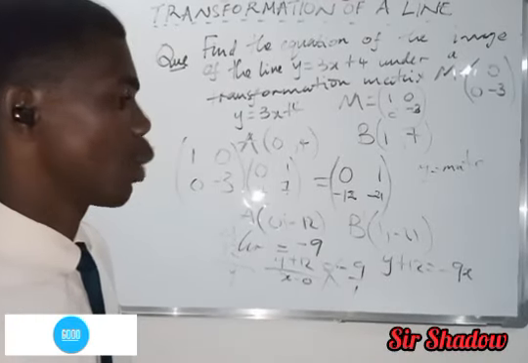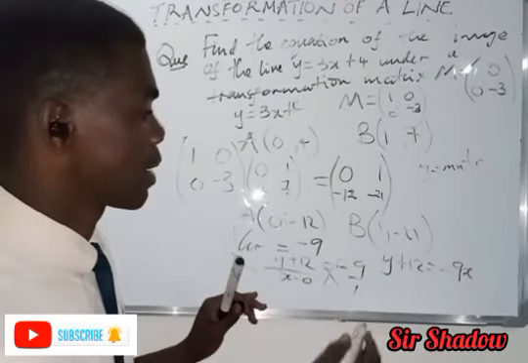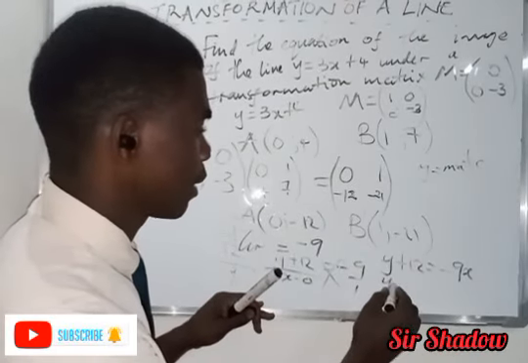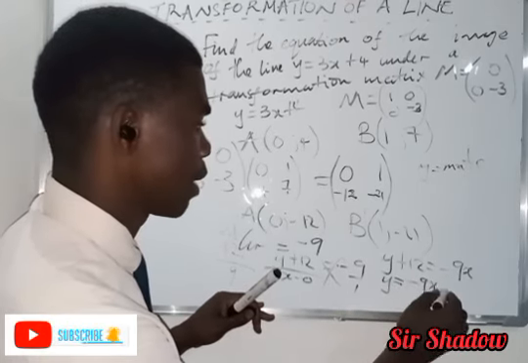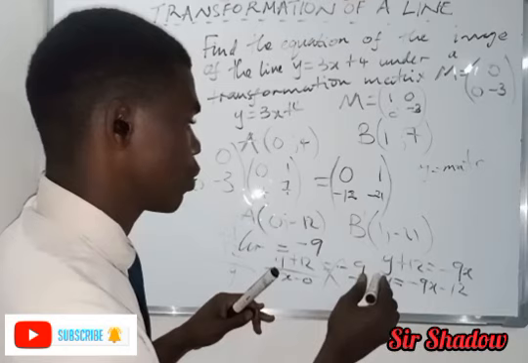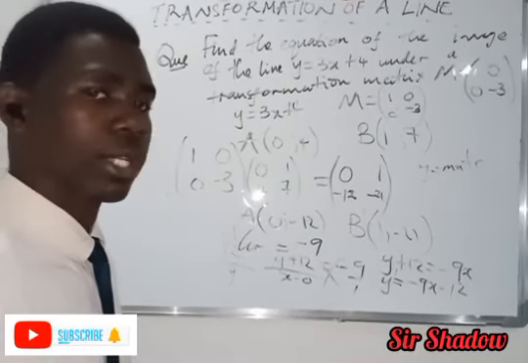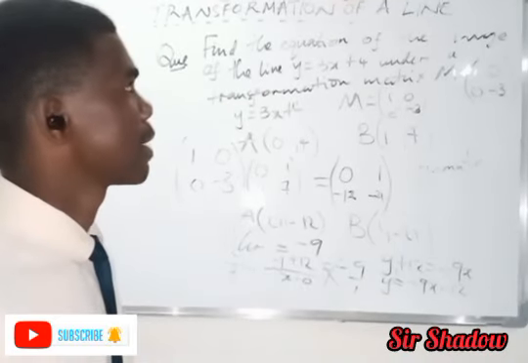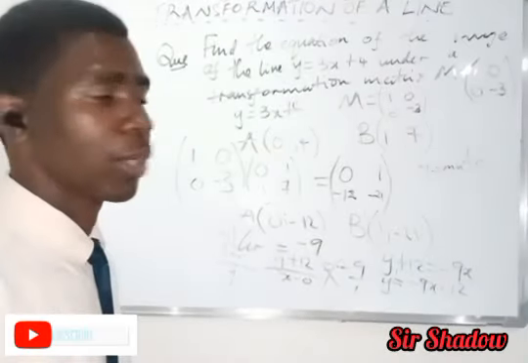So we have to write the equation in the form y is equal to mx plus c. So y is equal to minus 9x minus 12. So this one is the equation of the image from a certain matrix and the equation of the object.